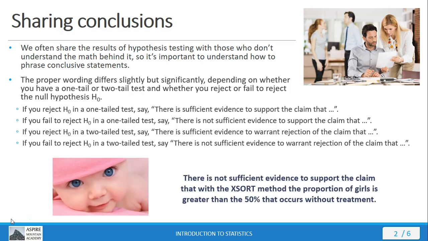When you understand the pattern, you could go back to the previous example we've been using in several mini lectures about the XORT method that's claimed to produce more girls than boys. And so for that hypothesis test that we were looking at earlier, you could say there is not sufficient evidence to support the claim that with the XORT method, the proportion of girls is greater than the 50% that occurs without treatment.